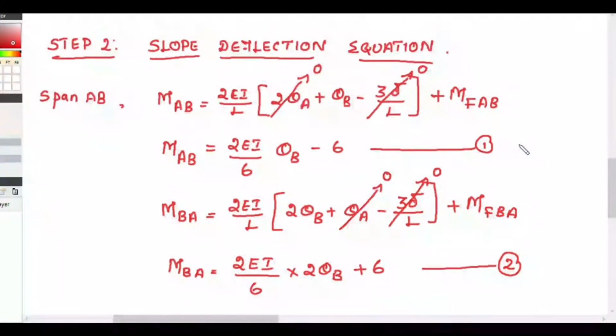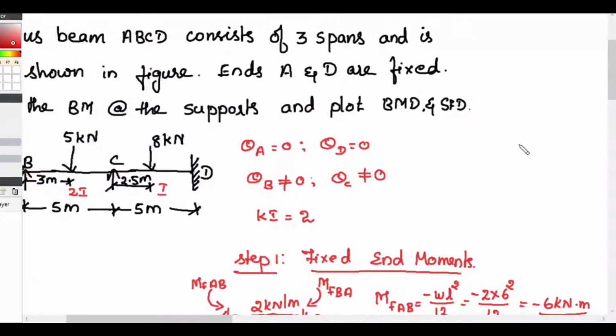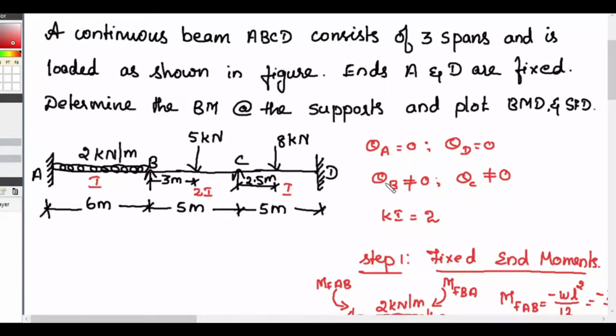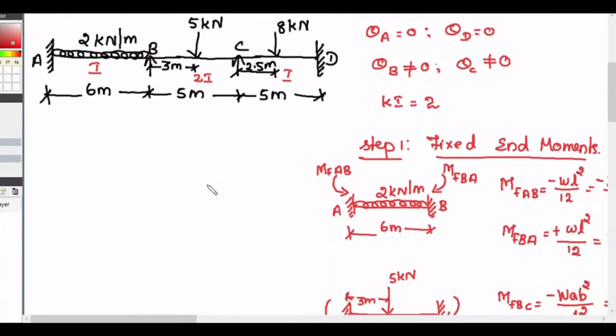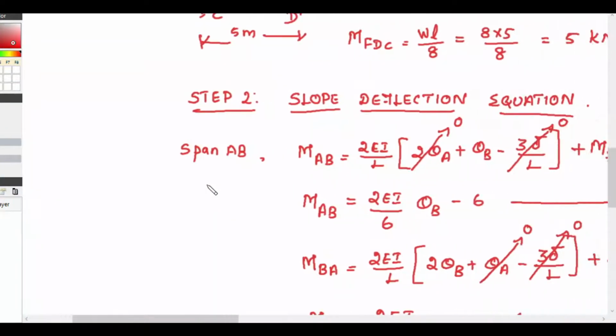So now the span AB is over. Now we have to consider the span BC. While considering the span BC, theta B is not equal to 0, theta C is not equal to 0. For BC, the span length is 5 meter and I is 2I here. The moment of inertia over the span BC is 2I, so we have to replace I by 2I.